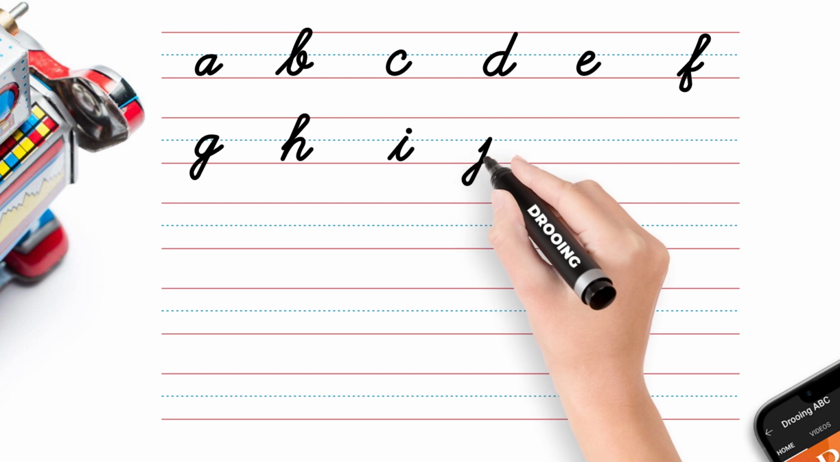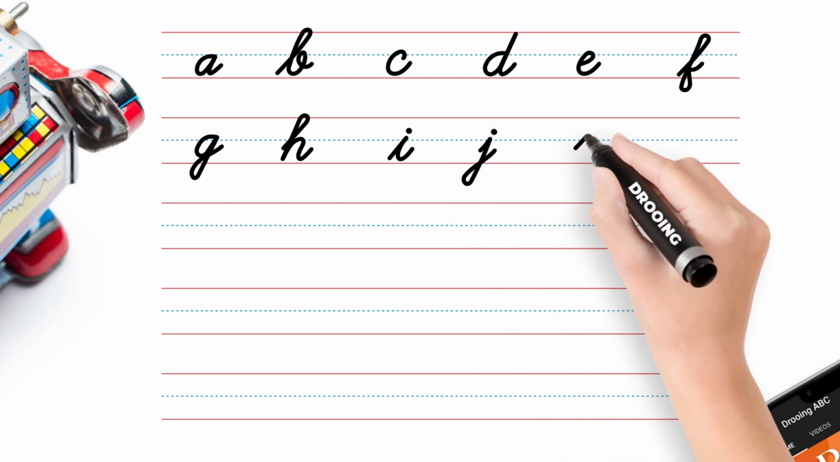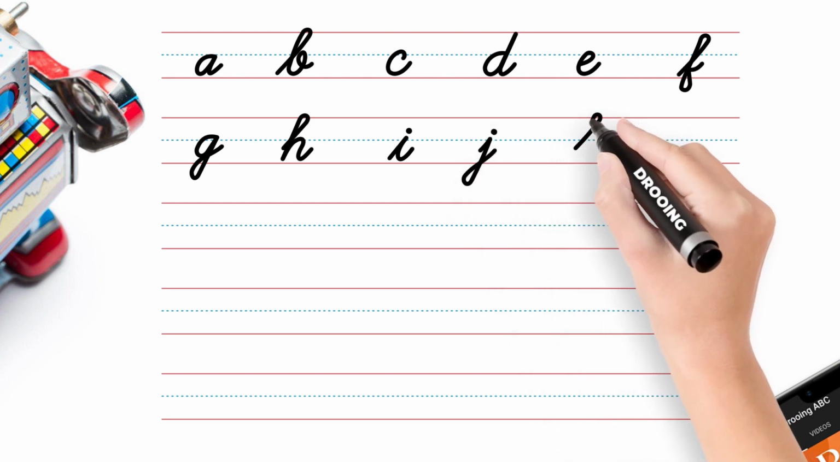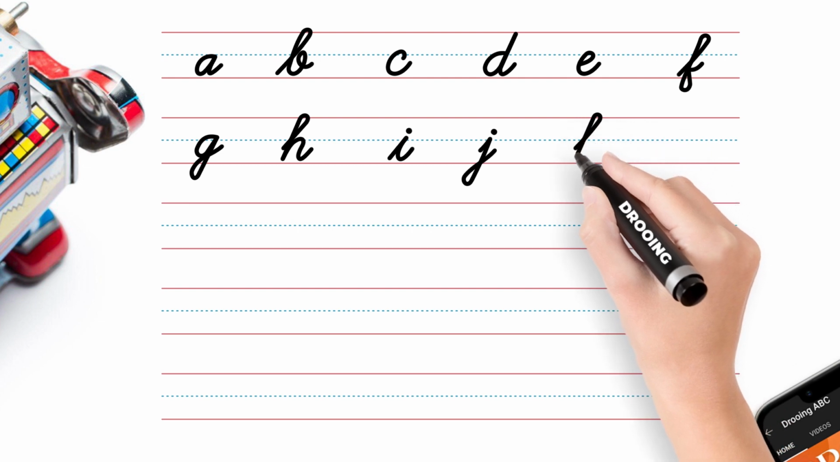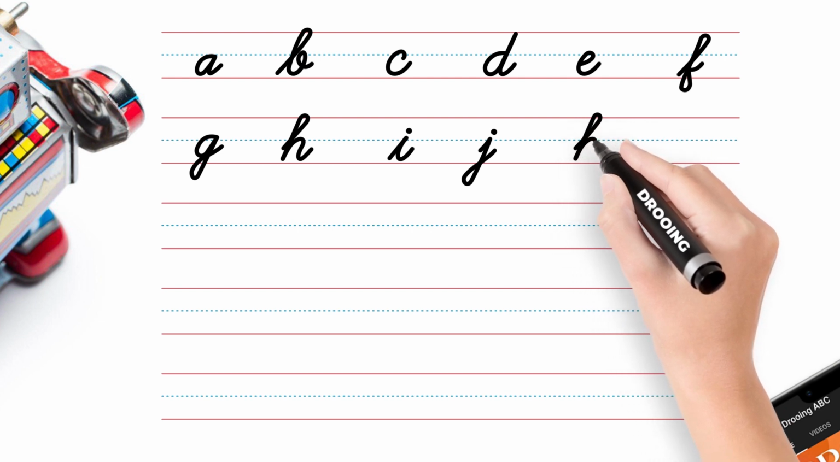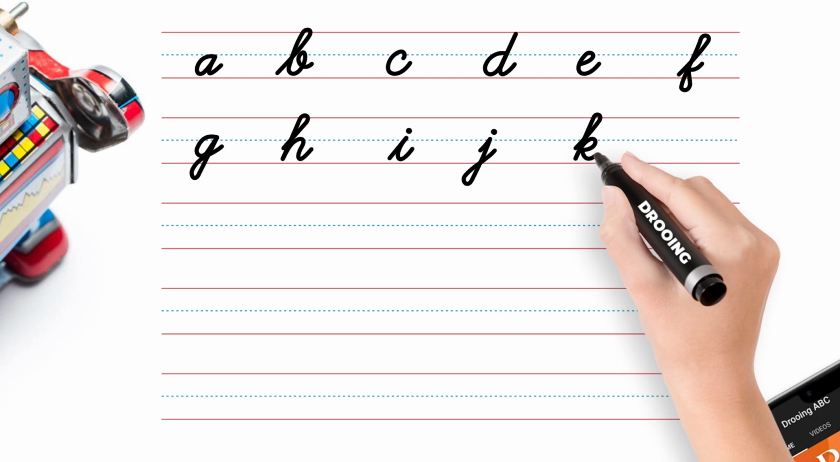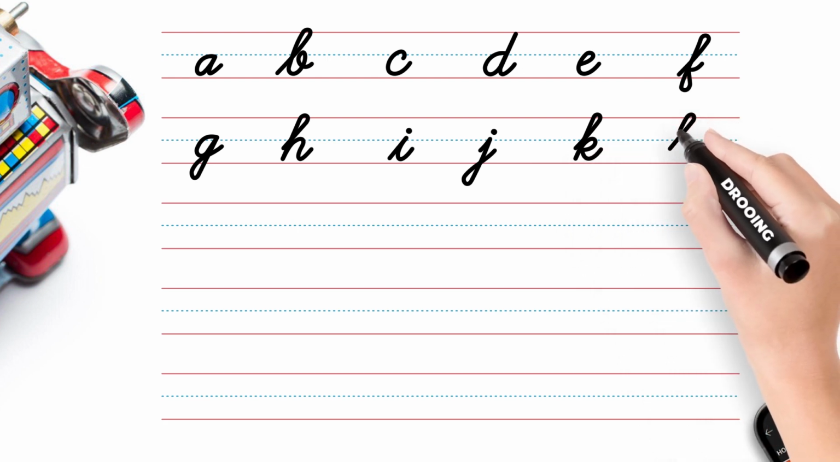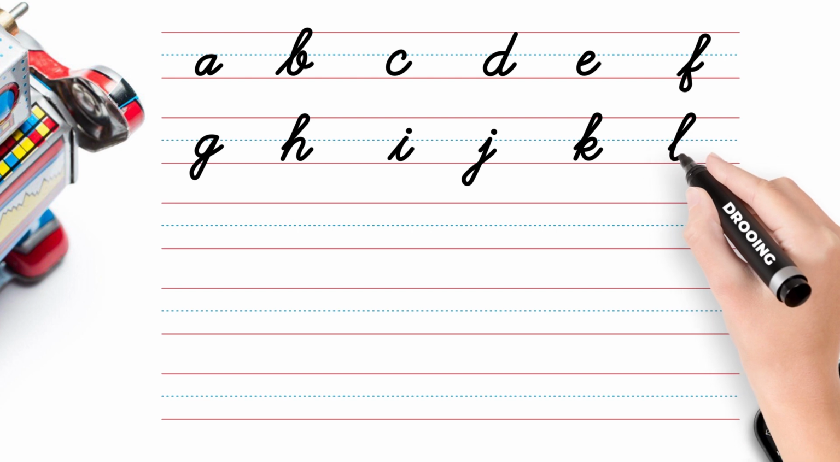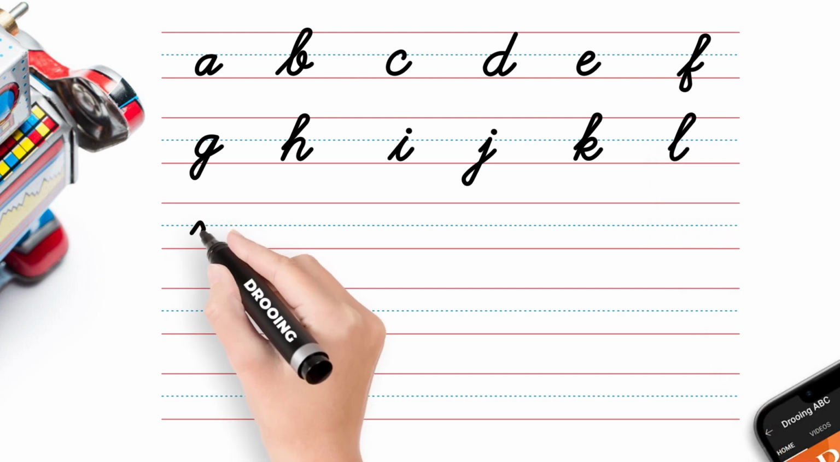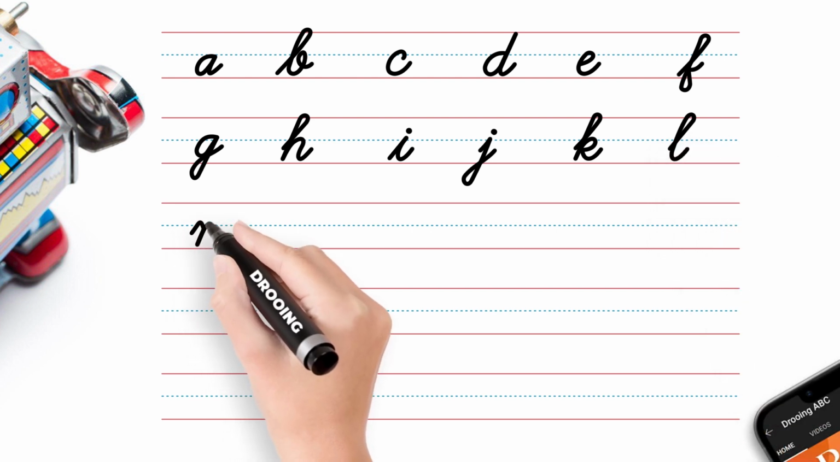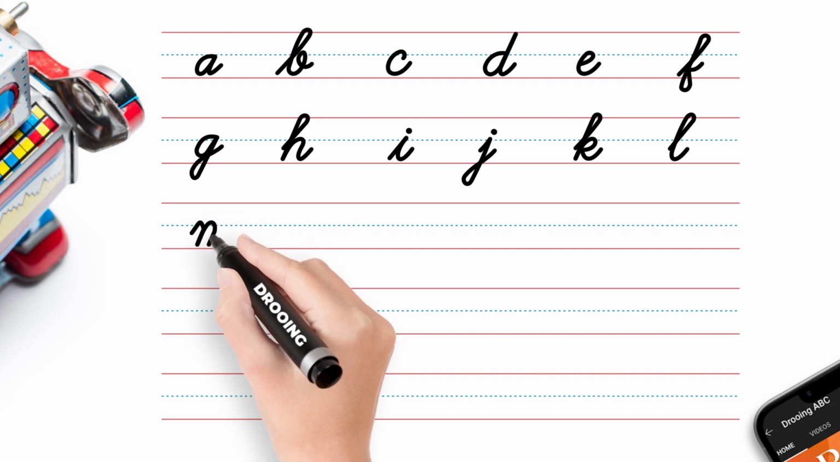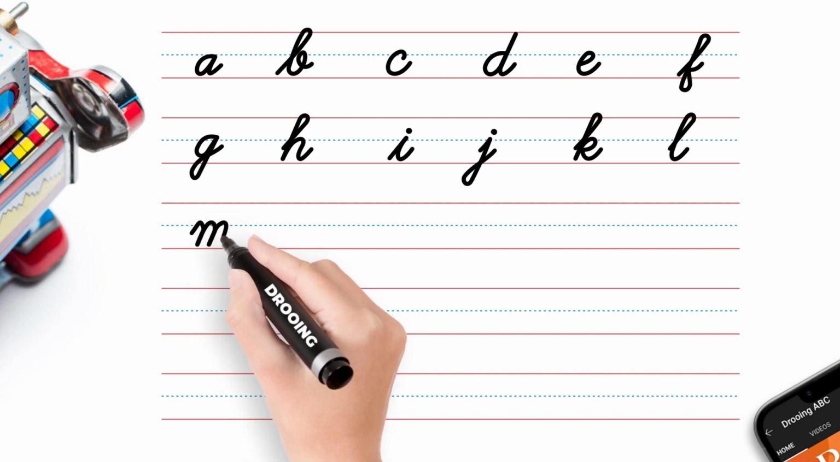J. J for joker. K. K for king. L. L for lotus. M. M for monkey.